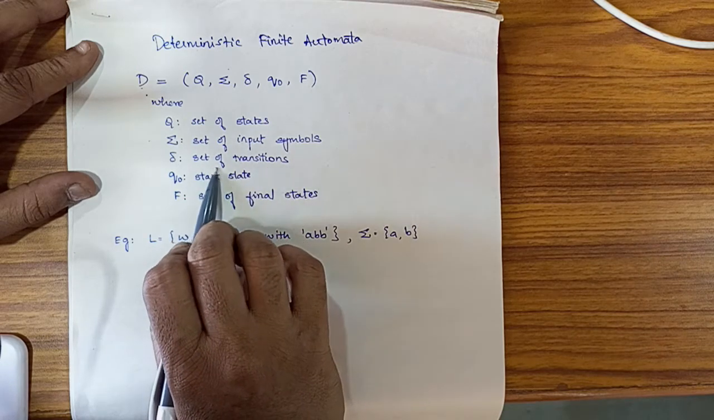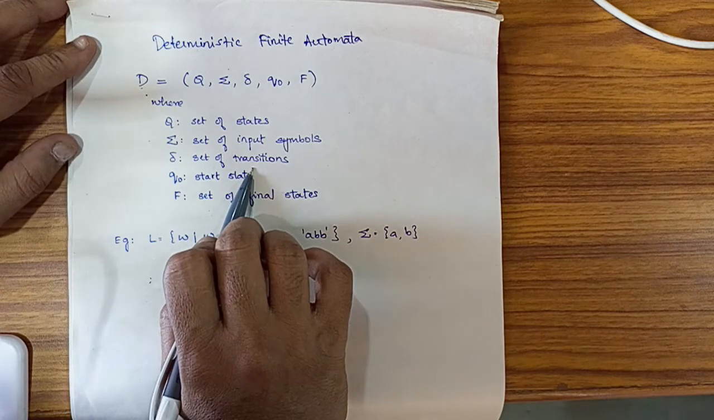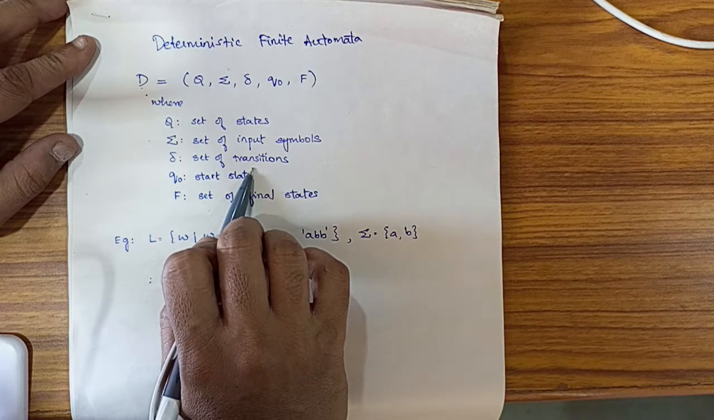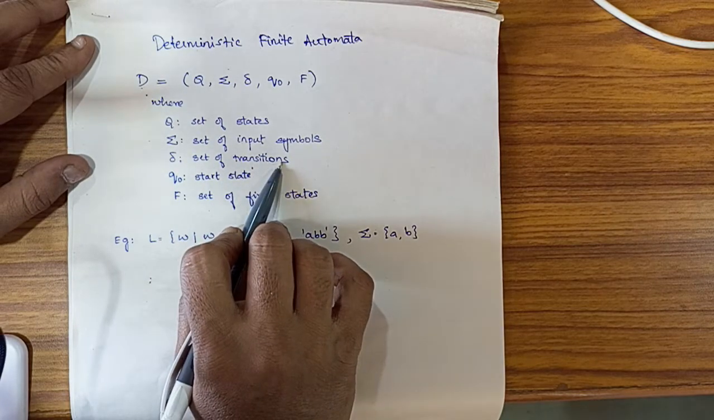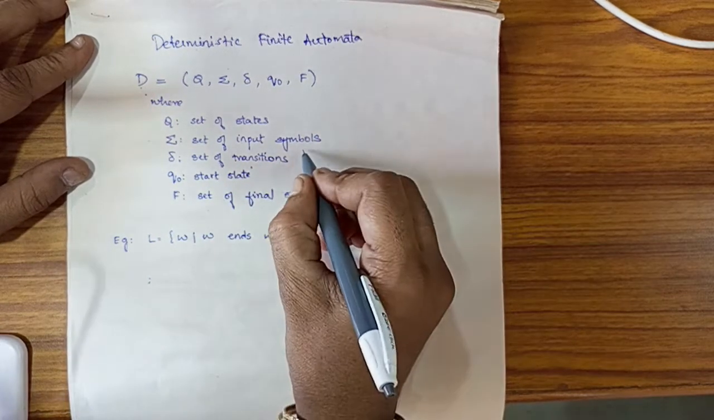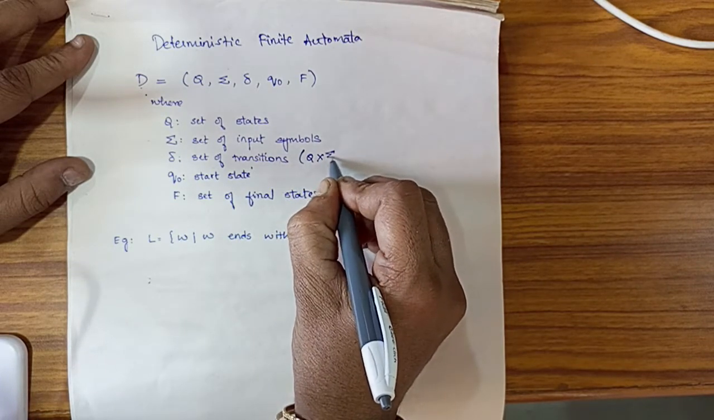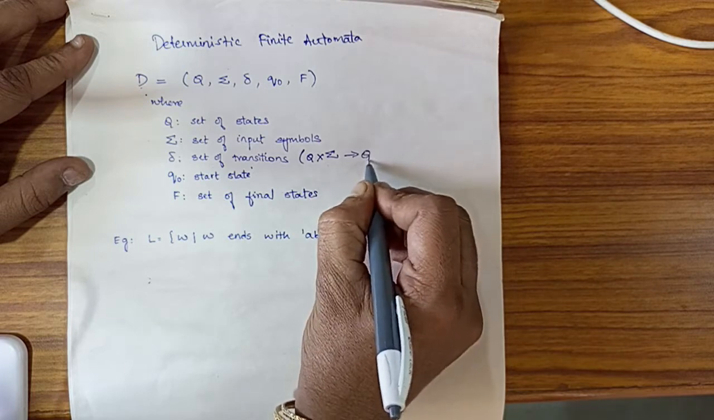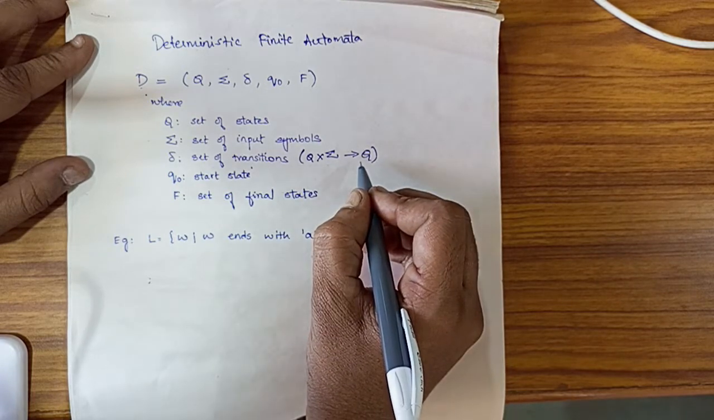The transitions can be represented in a table, or as a transition diagram, or you can write down each of the rules separately. So there are many ways of representing the set of transitions. The common representation that we will follow is Q cross a symbol will give Q. That is, a state on receiving a certain symbol will go to another state.